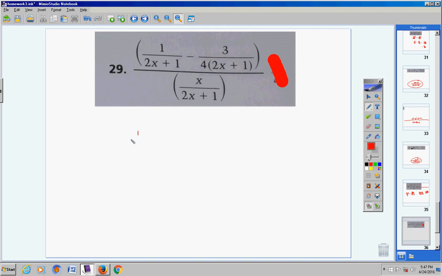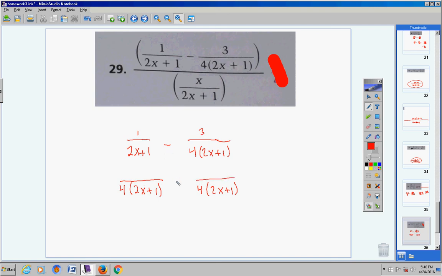Okay, so here we go. 1 over 2x plus 1, minus 3 over 4 times 2x plus 1. Now, let's get a common denominator. I have no monomials here. I have a monomial here. So there's a 4 here and no 4 over here. So I want a 4 for my common denominator. I have a binomial and a binomial. I have one group of 2x plus 1, one group of 2x plus 1. So I want one group of 2x plus 1. So I write my common denominator twice because I have two fractions.